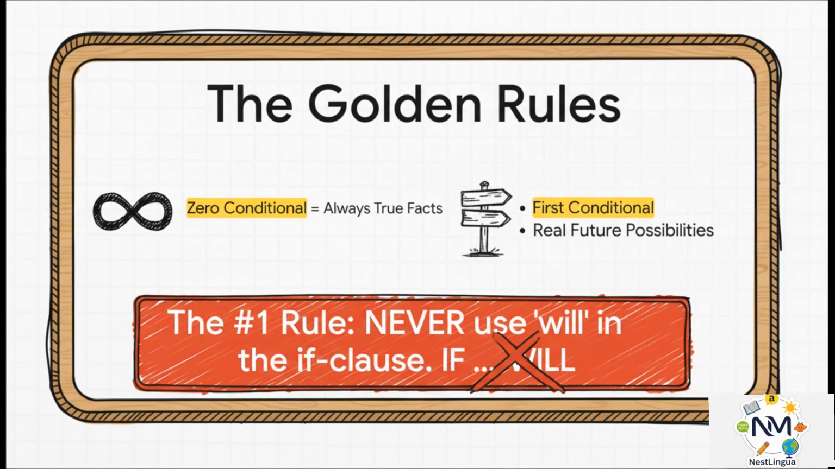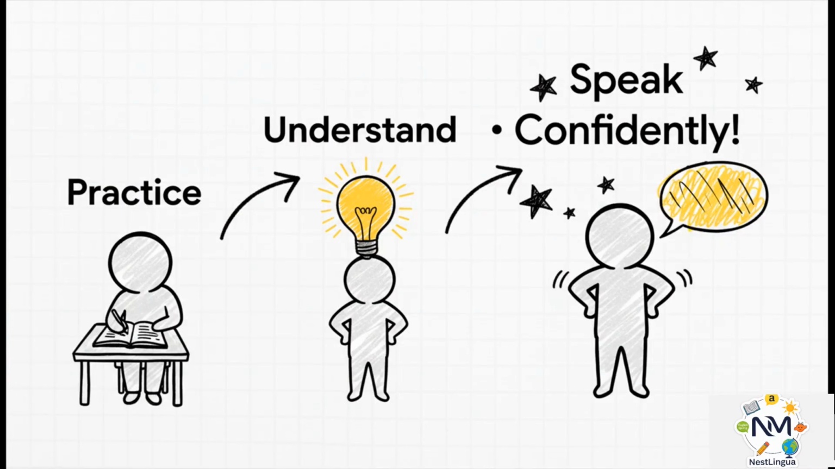Memory. Well, first, use the zero conditional for things that are always true facts. Second, use the first conditional for real, possible future events. And the number one most important rule of all, you can see it highlighted right here, never, ever use will in the if clause itself. For both of these, the if part always stays in the present. See? Not so tricky once you see the logic behind it, right?